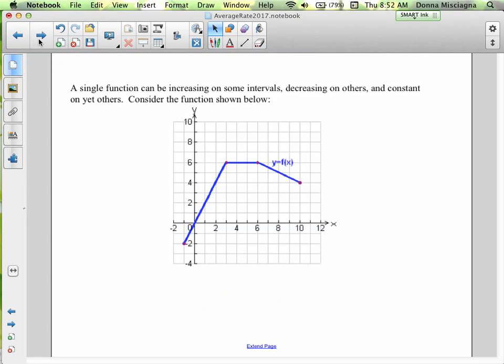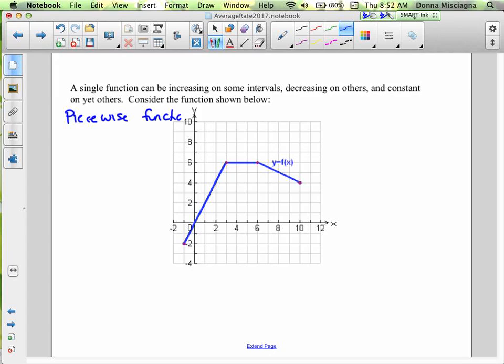All right, let's look at this one. Sometimes a single function can be increasing on some intervals, decreasing on others, and constant on others. So this is the first time we've seen this kind of function. This is called, write this in your notes, a piecewise function. A piecewise function has different rules. So it's a function with different rules for different parts of its domain.